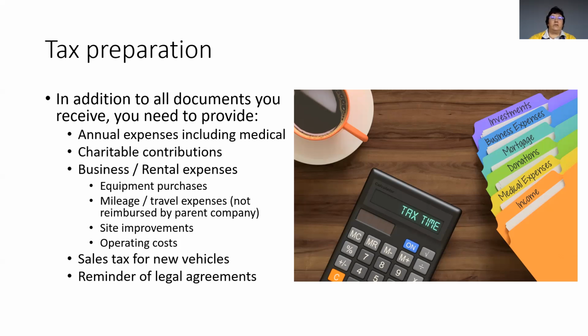So what you're going to be looking at is you want to make sure that you bring in any annual expenses, including medical. You want to do any charitable contributions. And again, this is from this little tape recorder that I kept overhearing them ask all these different times. If you have any business or rental expenses, what they're looking specifically for are equipment purchases, your mileage or travel expenses not reimbursed by a parent company, any site improvements, and any operating costs, and that does include property tax.